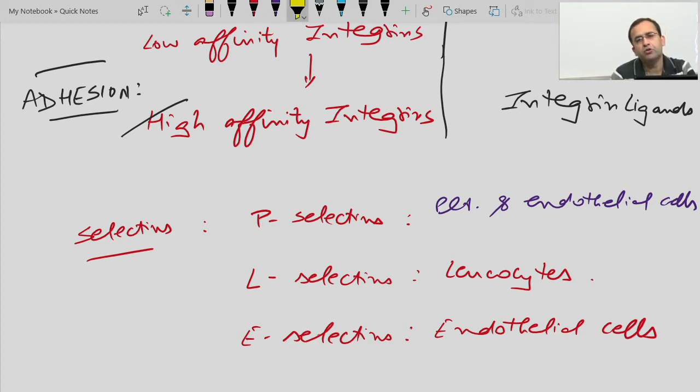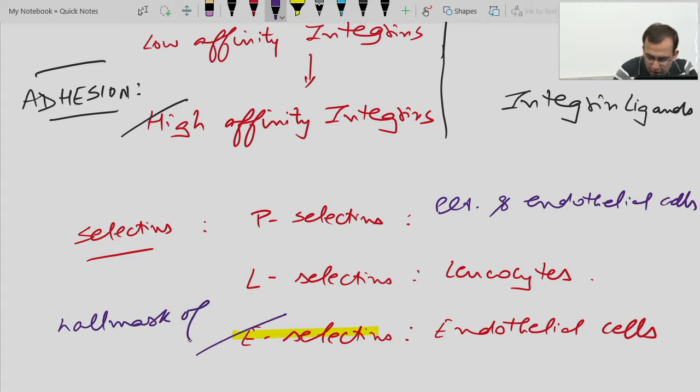Which plays the most important role in inflammation? E selectins. Which is the main hallmark of acute inflammation? E selectins. So I can safely say this is the hallmark of acute inflammation, that is E selectins.